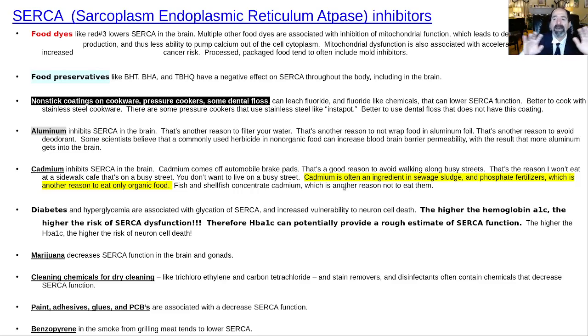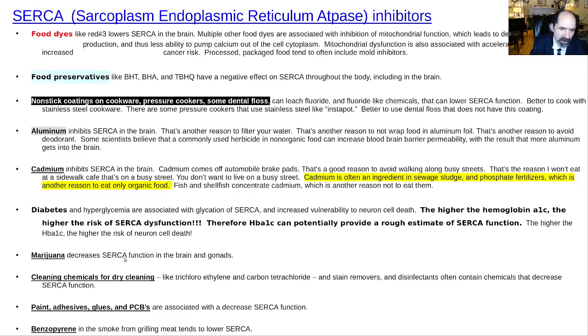I want to avoid all this MSG stuff. It's a stimulant. Has a stimulant effect on your hippocampus, your memory center. I want to avoid all that. Other things that can be harmful to SERCA include diabetes. Basically, the higher your hemoglobin A1C in the blood, which is a marker of diabetes control, the more likely you'll have toxicity to your SERCA.